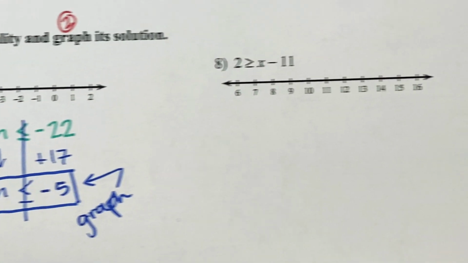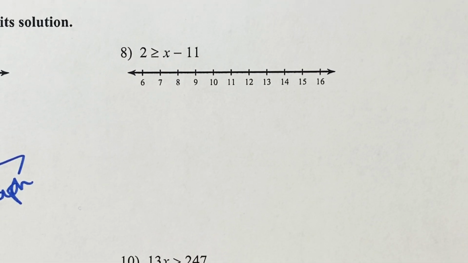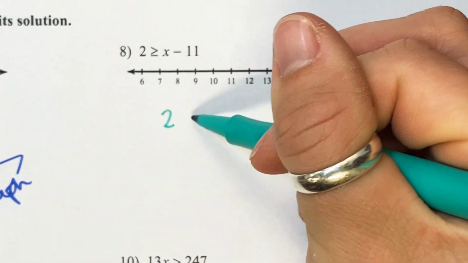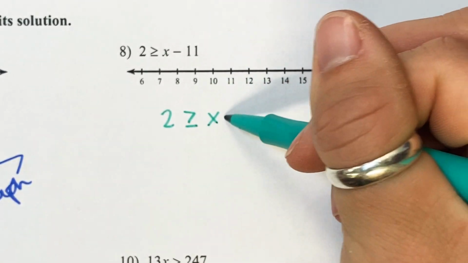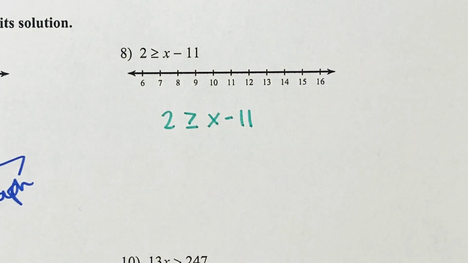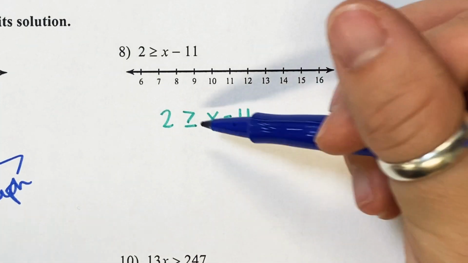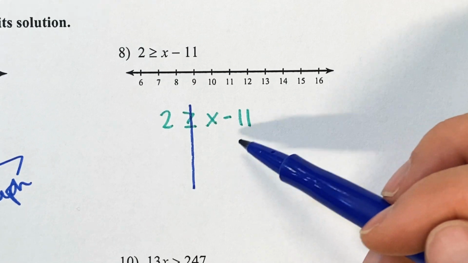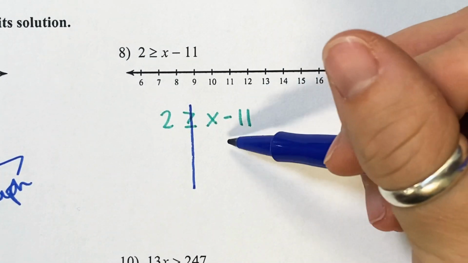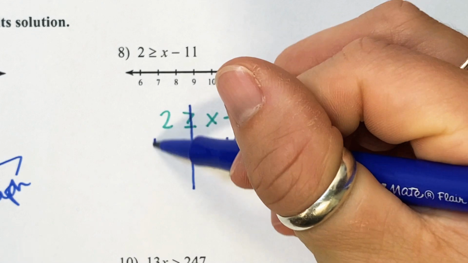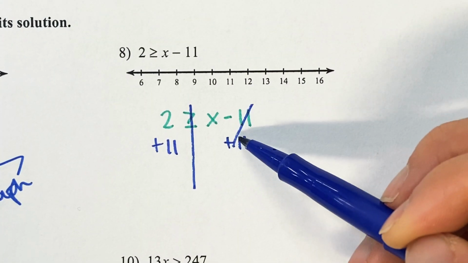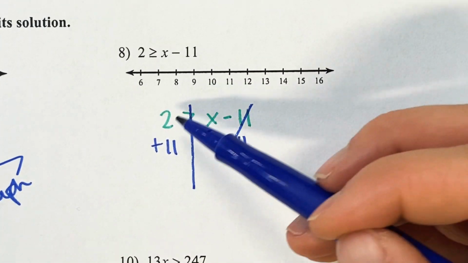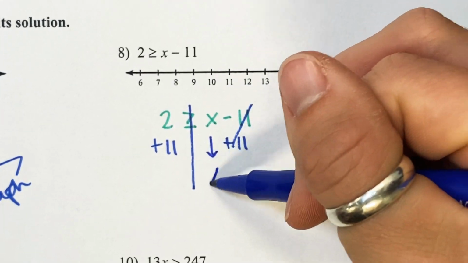Okay, so let's go to number 8. Okay, so number 8, I'm going to rewrite our equation. 2 is greater than or equal to x minus 11. Okay, we're trying to solve for x. So draw your line down your greater than or equal to sign. Okay, the only thing we have to do to get x all by itself is to get rid of this minus 11. The opposite of minus 11 is add 11. Okay, we untied it. Now we have to keep it balanced by doing the same thing to both sides. Bring down what's left.